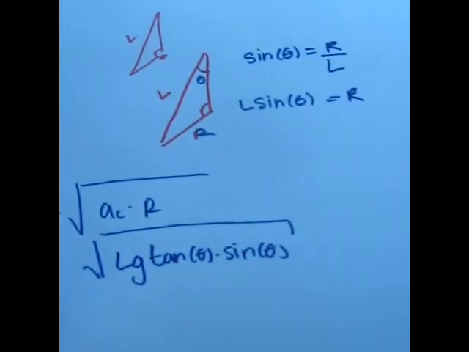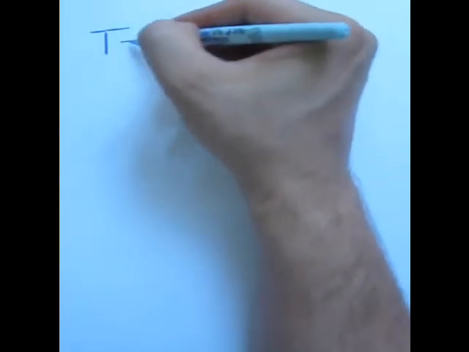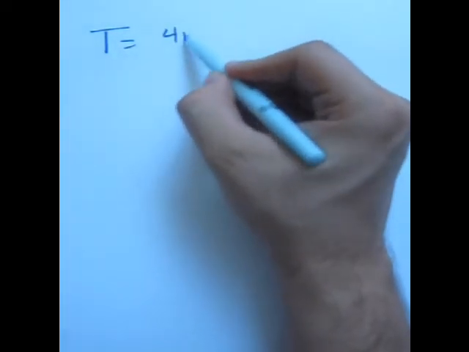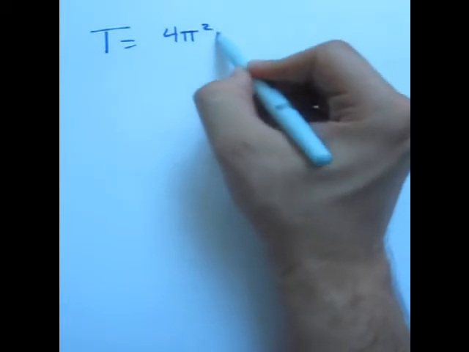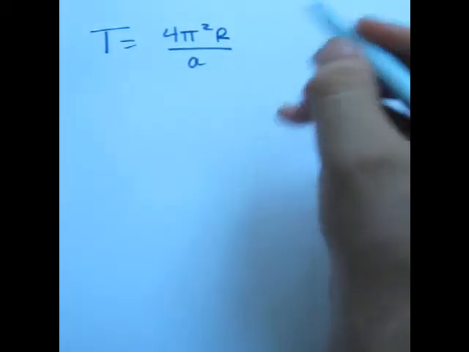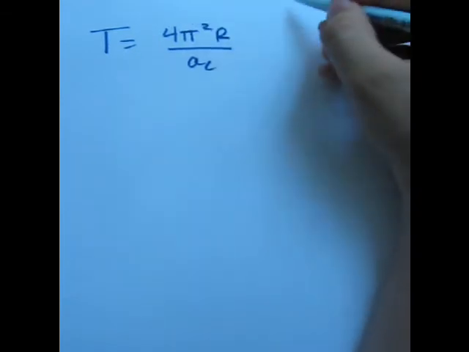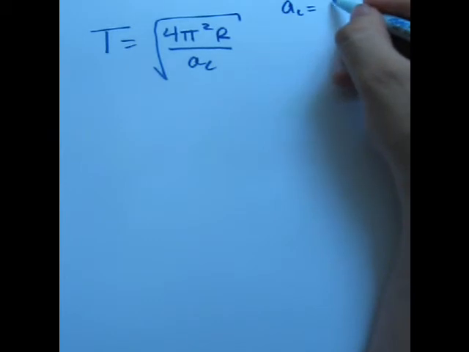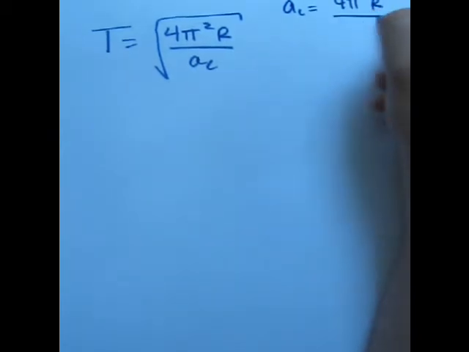Now the second part of the problem says, how long would it take for one period to go around? For how long does it take to go around one time? Which is the definition of a period. Okay, so we're trying to figure out what T is. And remember that T was 4 pi squared over R over AC. We learned that in a different way. We learned that AC was 4 pi squared R over T squared.